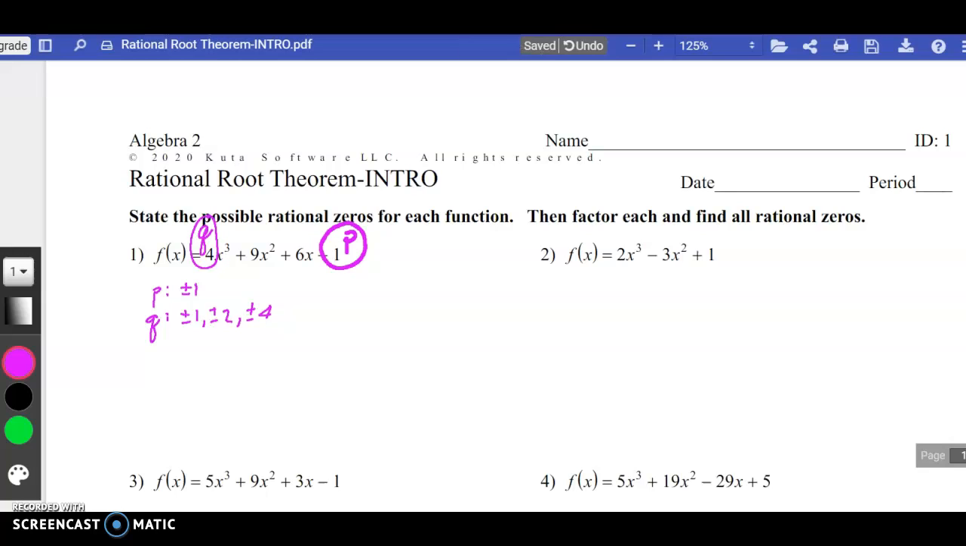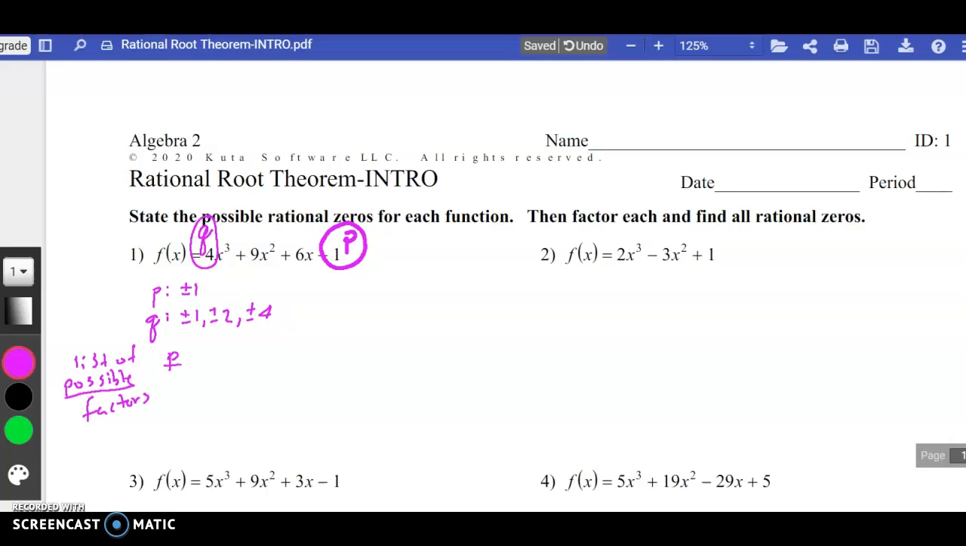Taking those, we're going to build a P over Q list. This is the list of possible factors. And I want to emphasize possible. These are not the ones that are actually going to be true and actual. These are the ones we're going to have to test.